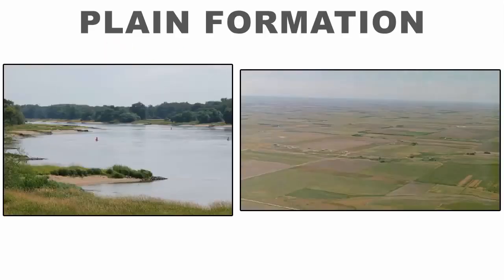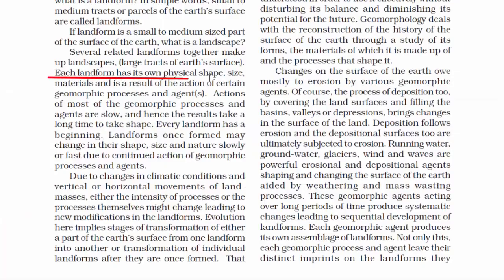Similarly, a plain land is formed due to millions of years of running water that erodes the surface and makes it a smooth leveled land. Here you will find very few rocks and more sediment particles. So that's how every landform has its own physical shape, size and material. In a nutshell, in this chapter we will learn how these different types of landform came into existence.